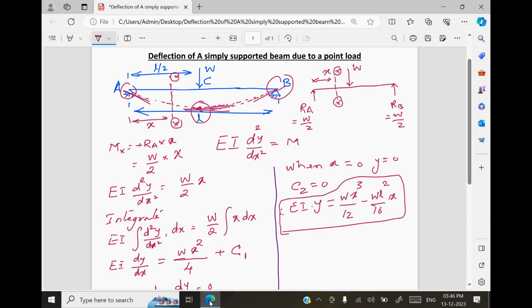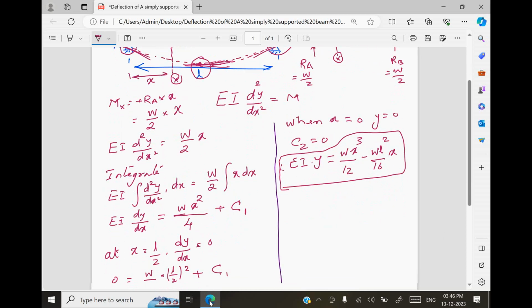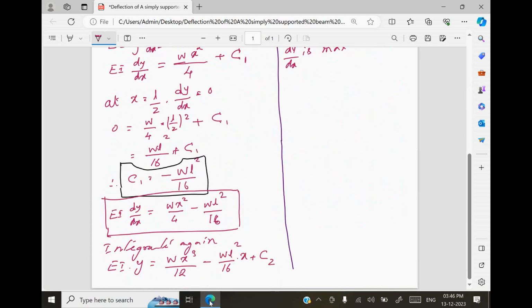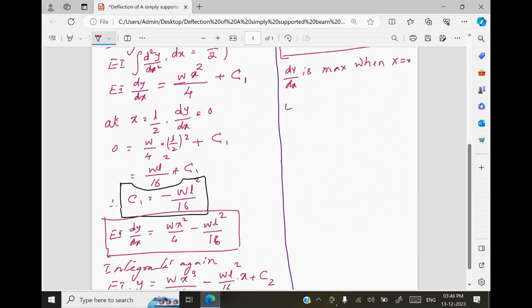So now you can easily write the value of dy by dx, which is maximum when x is equal to 0. Correct, Shabab? Now go to the dy by dx equation. Where is the dy by dx equation? It is here. Right. So I can write EI into dy by dx is equal to minus W L square by 16. Correct. This is the maximum value.